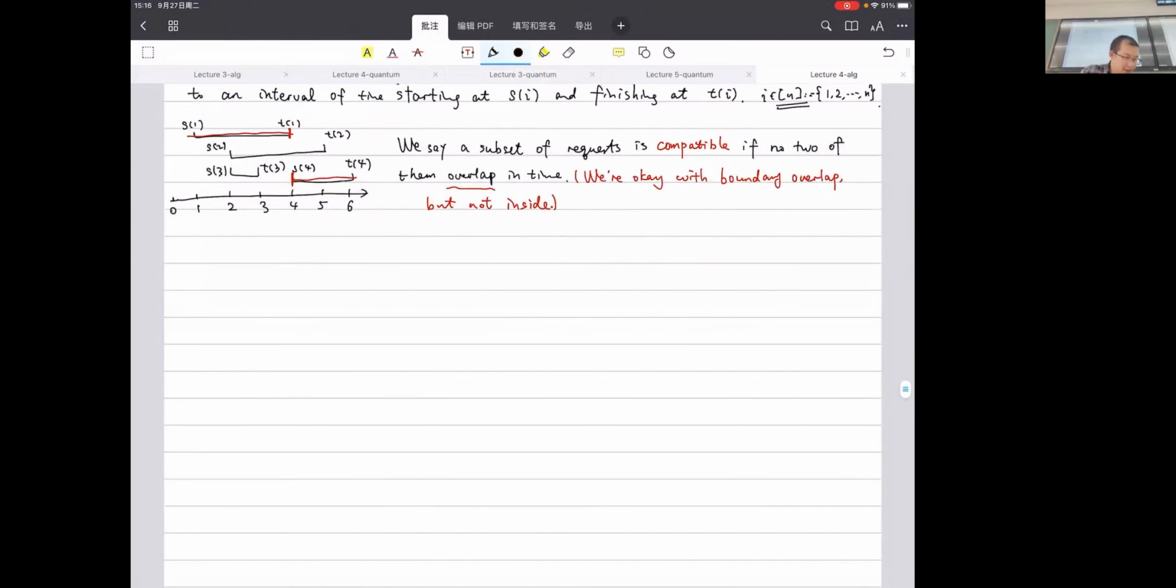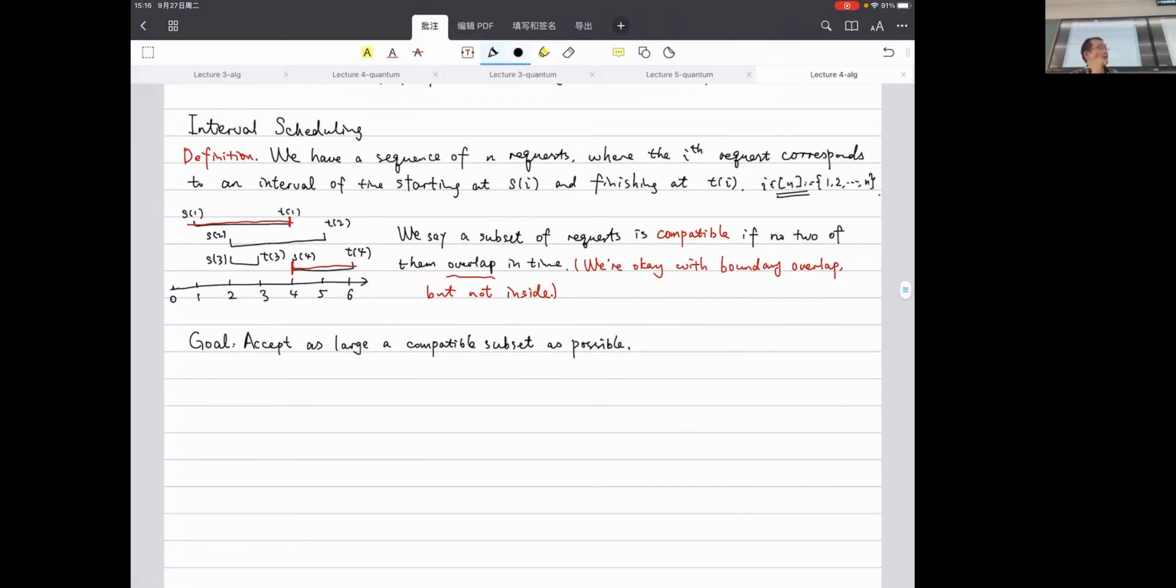And if you think about interval scheduling in general, about some tasks, events you would like to finish, I think it is very natural that the goal here is that you want to accept as large a compatible subset as possible. Okay, so any question about the problem setting? Is this clear?